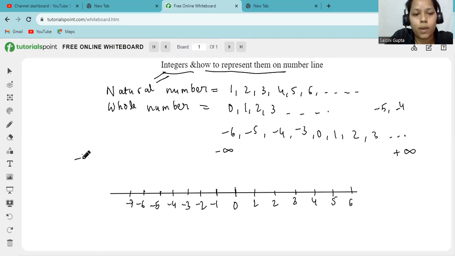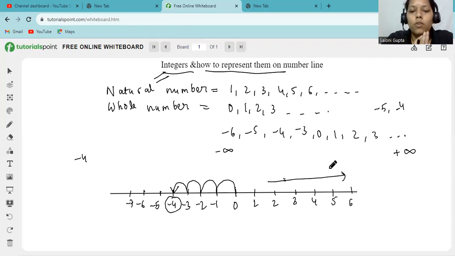Now suppose I have to represent -4 on the number line. From 0, I will go to the left-hand side and take 4 steps. So this is 1, 2, 3, and 4. This is how we can represent integers on the number line. We place 0 in the center, positive numbers on the right-hand side and negative numbers on the left-hand side. As you move to the right, the value of the integer increases, and as you move to the left, the value of the integer decreases.